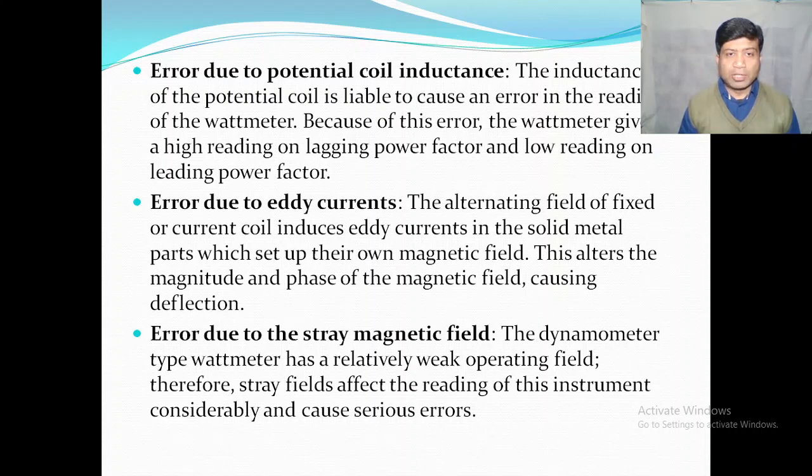Another error which is caused in these type of instruments is due to eddy currents. The instrument has its own magnetic field, but because of the eddy current fields, the original field of the instrument gets distorted. Because of the presence of the eddy current fields, the original field of the instrument gets distorted and results in serious errors.